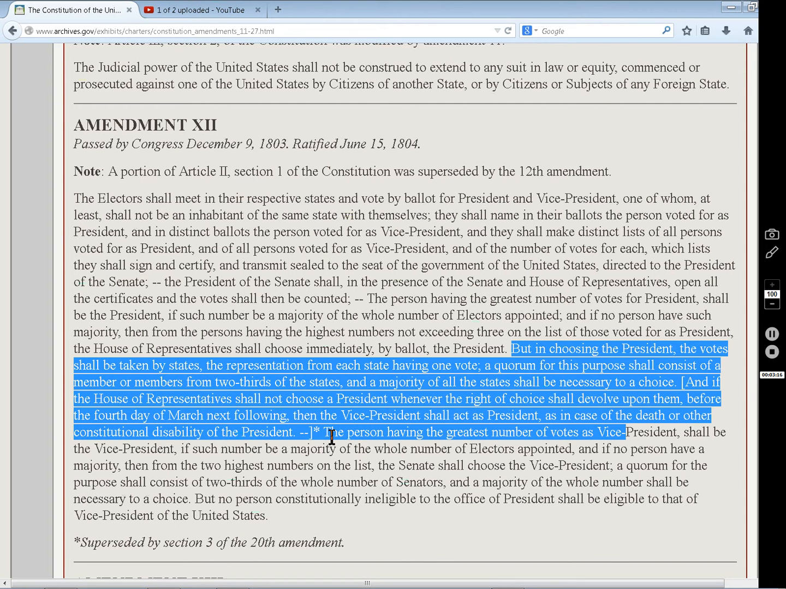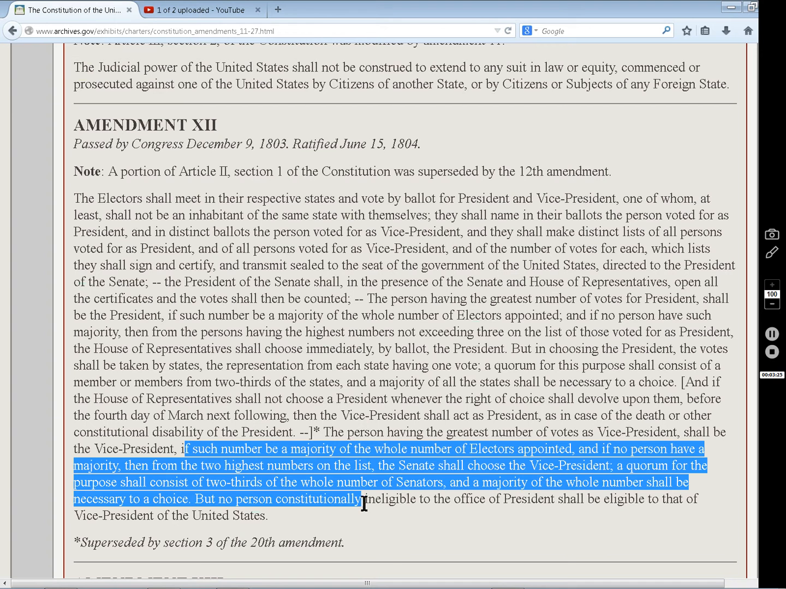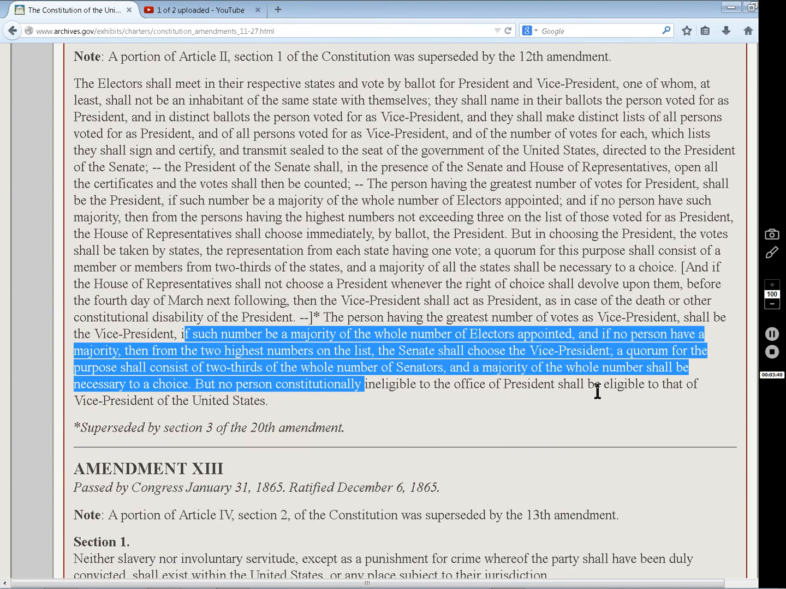Footnote: The person having the greatest number of votes as Vice President shall be the Vice President, if such number be a majority of the whole number of electors appointed, and if no person have a majority, then from the 2 highest numbers on the list the Senate shall choose the Vice President. A quorum for the purpose shall consist of 2/3 of the whole number of senators, and a majority of the whole number shall be necessary to a choice. But no person constitutionally ineligible to the office of President shall be eligible to that of Vice President of the United States. And the footnote says it's superseded by Section 3 of the 20th Amendment.